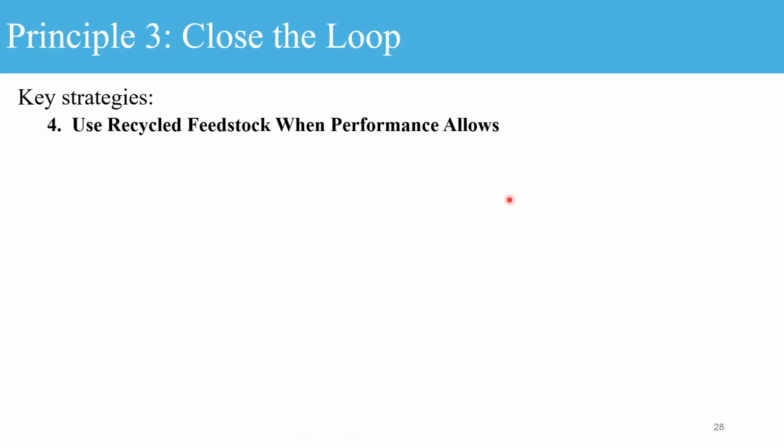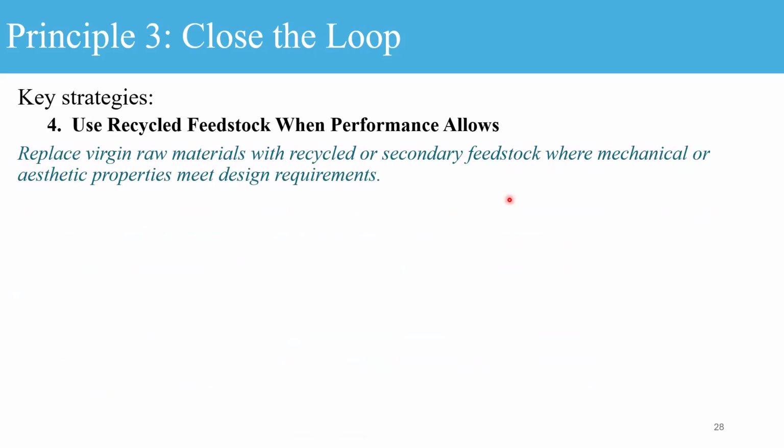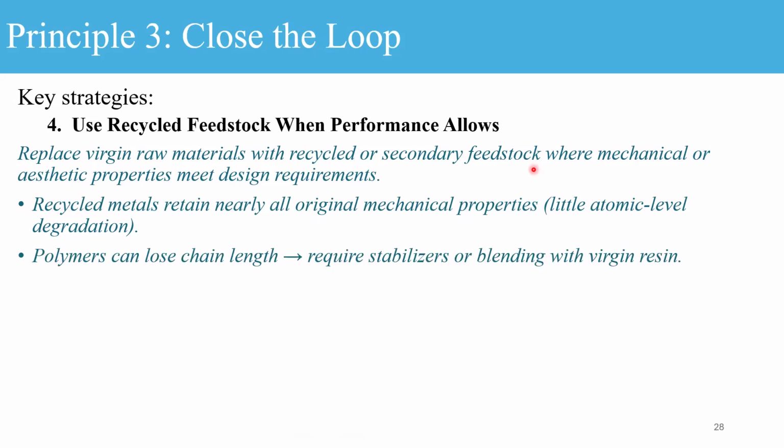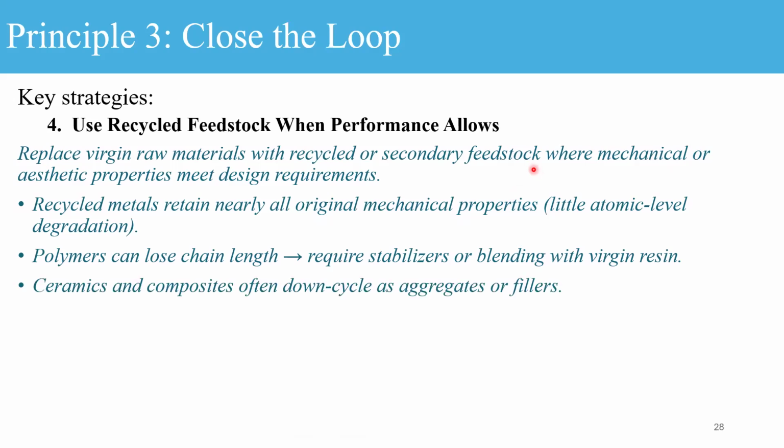The final key strategy to close the loop is using recycled feedstock when performance allows. The idea here is to replace virgin raw materials with recycled or secondary feedstock where mechanical or aesthetic properties meet the design requirements. Recycled metals retain nearly all original mechanical properties, with no atomic-level degradation. Polymers, however, can lose chain length, and that is why they require stabilizers or blending with virgin resins. Ceramics and composites often downcycle as aggregates or fillers.